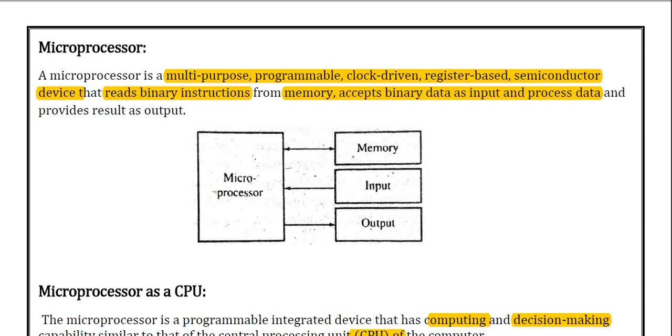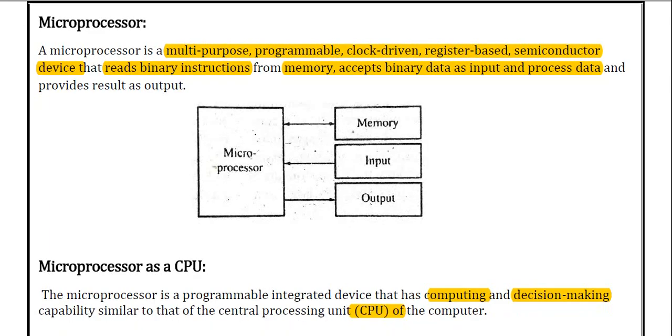First one, it is multi-purposed. Then it is programmable, that means it's changeable. It's clock driven, that means clock can drive it. Then it is resistor based, that means it is connected with resistor. Now it's a semiconductor device, that means it is made of semiconductors. Now it can read binary instructions, that means 0 or 1 instructions from the memory side and accepts the binary data as input and processes the data and provides the results as an output.